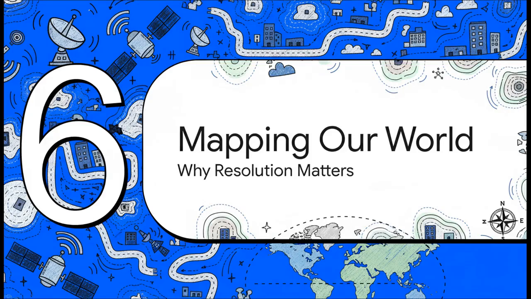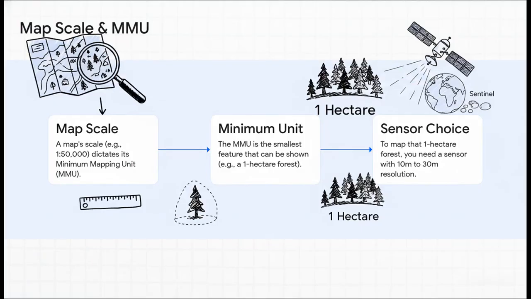Okay, so let's pull all this technical talk back down to earth, back to something we all use, the maps on our phones. All of these details we've been talking about directly affect the kinds of maps we can even make. You see, there's a direct link between the scale of a map, that little 1 to 50,000 number in the corner, and the satellite resolution you need. That scale tells you the smallest real-world thing it even makes sense to draw on the map. So if you want to reliably map, say, a 1-hectare forest, you absolutely need a satellite from that medium-resolution class, like a Sentinel or a Landsat.